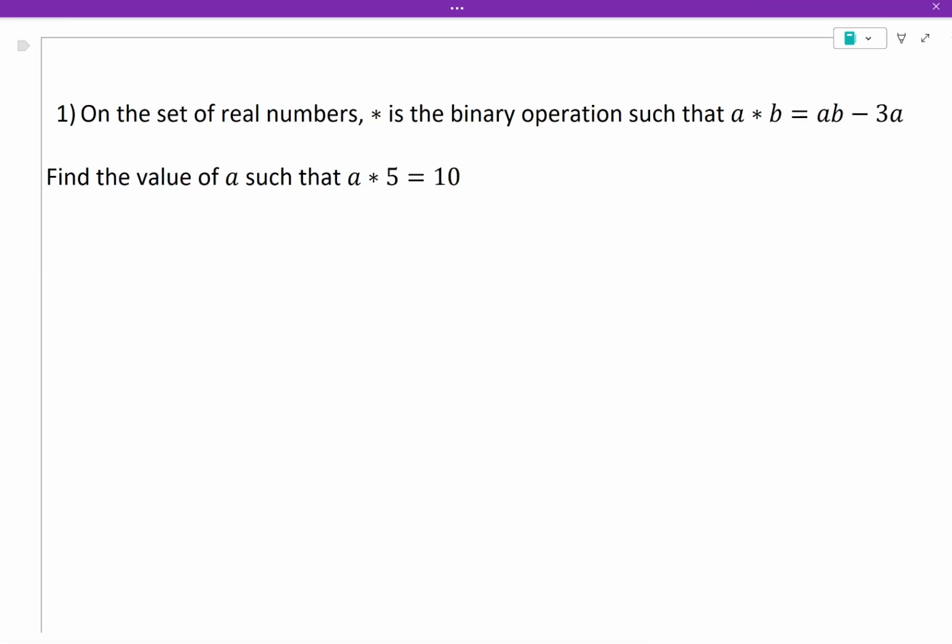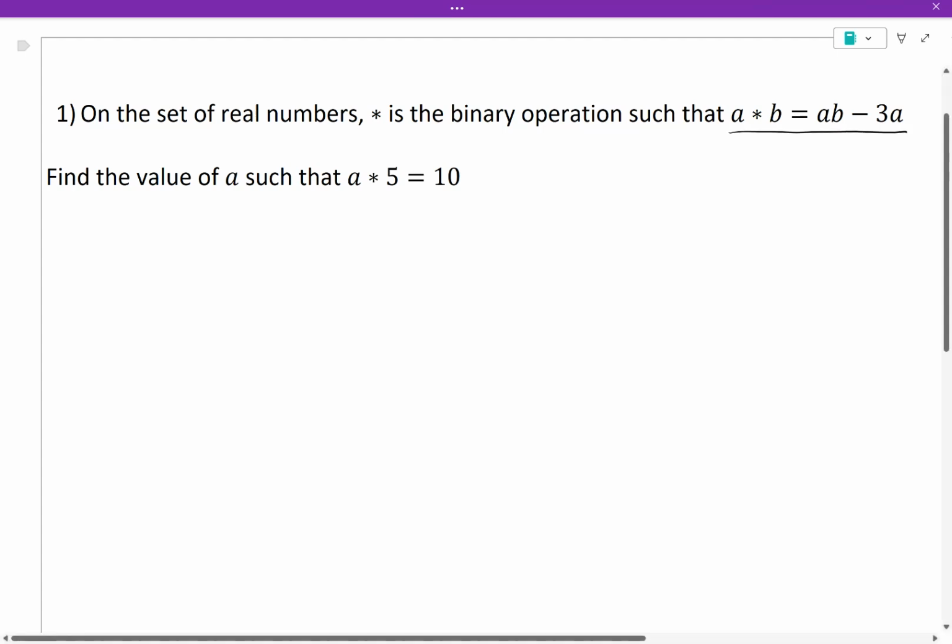Okay, in this video, I'm just going to go through some more advice on how to use binary operations. So we've got, on the set of real numbers, this binary operation here, and we need to find the value of a such that a combined with 5 is equal to 10.